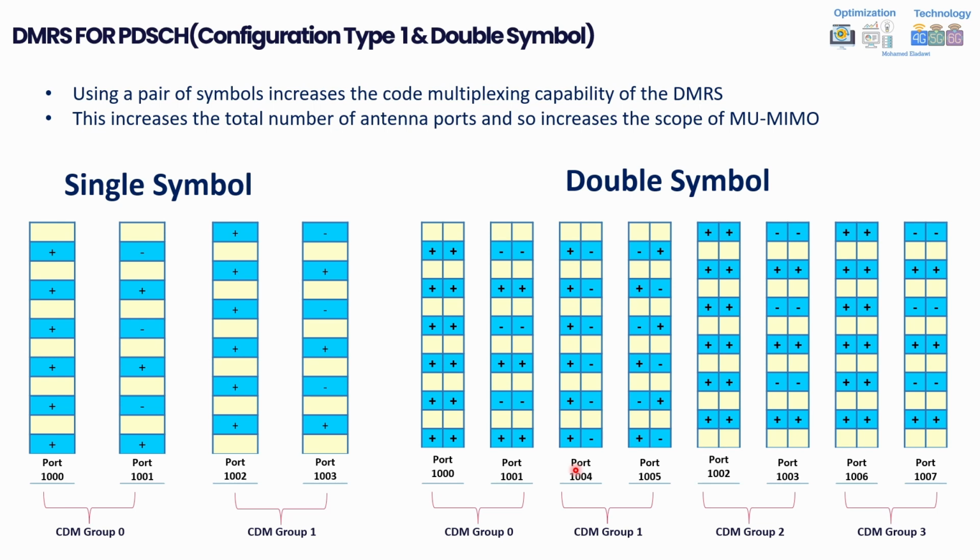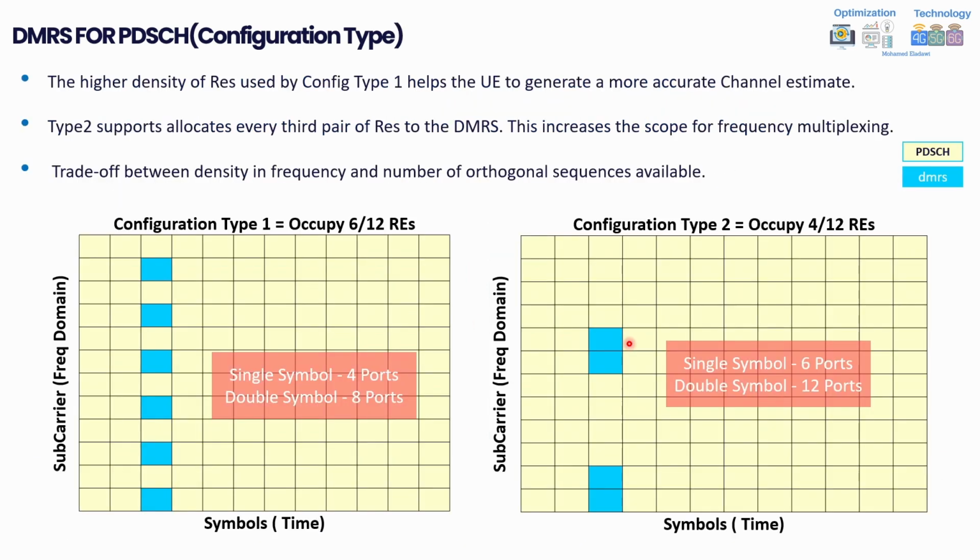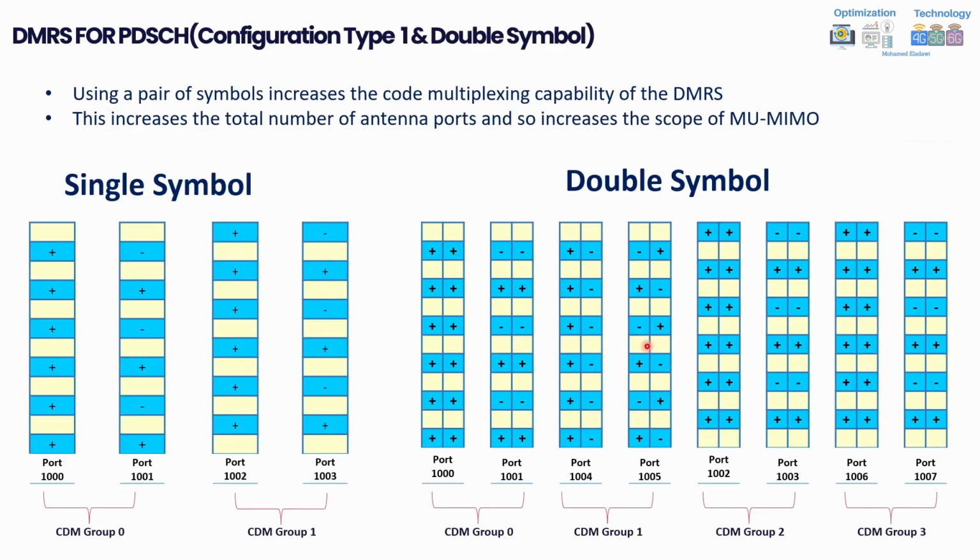And this is the main difference between configuration type 1 and configuration type 2. Configuration type 2 will be exactly the same, but it will be 6 up to 12 ports, which doubles the number of ports as we mentioned before, because as you can see in configuration type 2, we have this kind of free space in a single symbol. So this can be used for frequency division multiplexing, and accordingly we can add code division multiplexing, and this is what increases the scope.